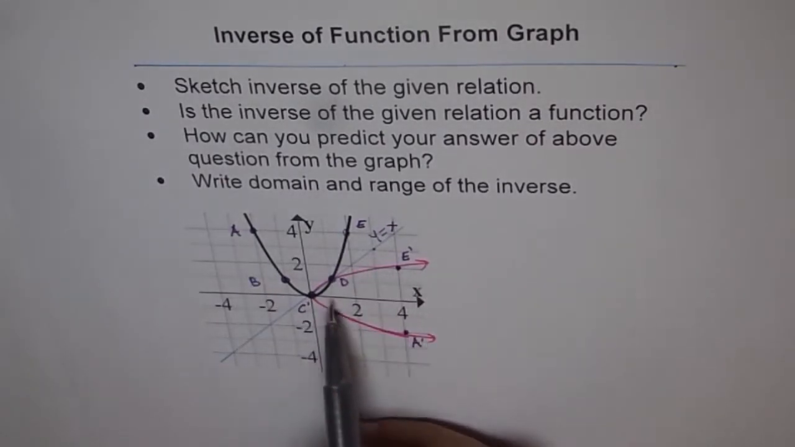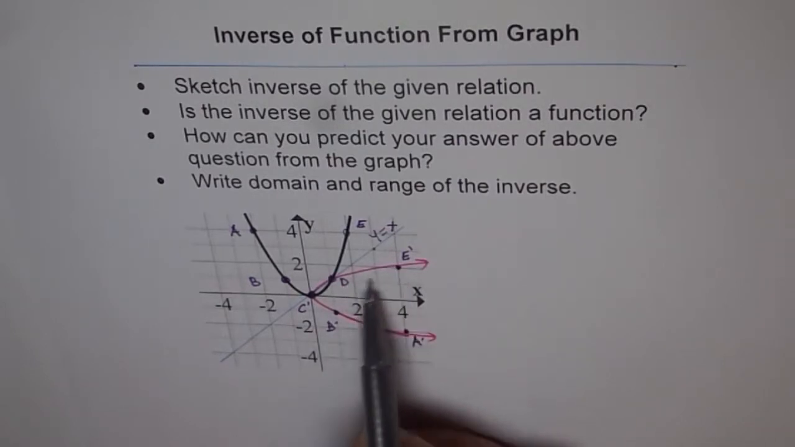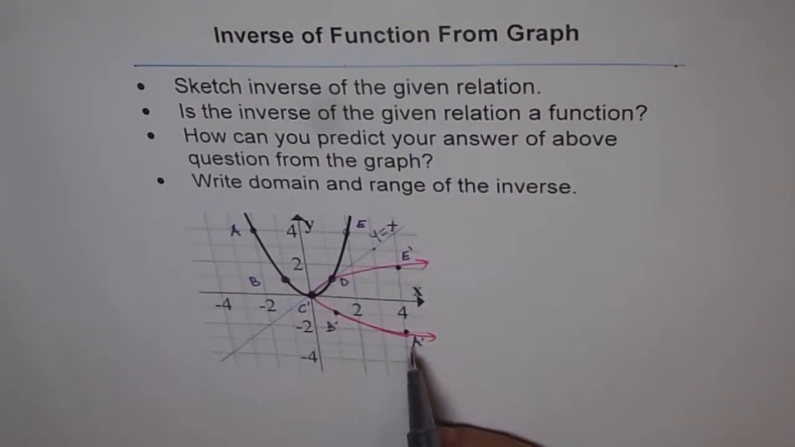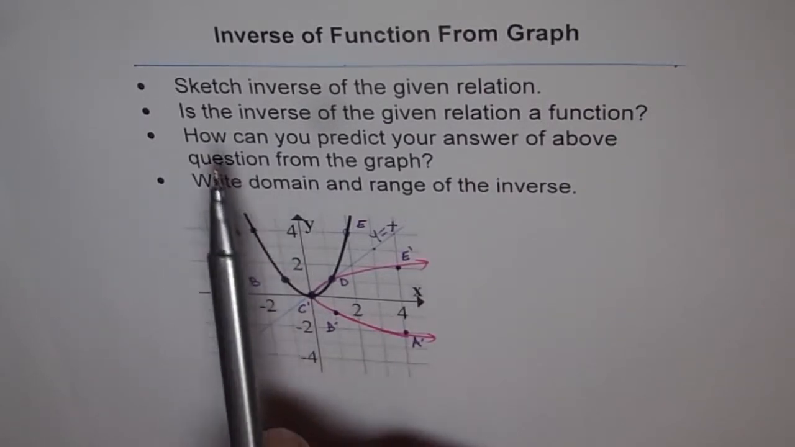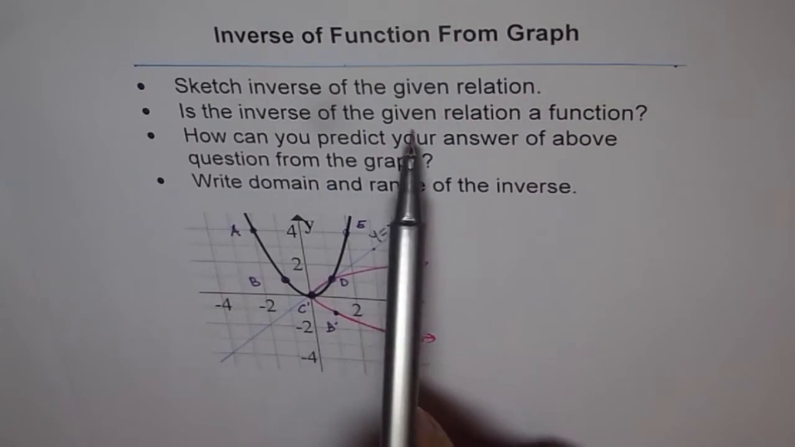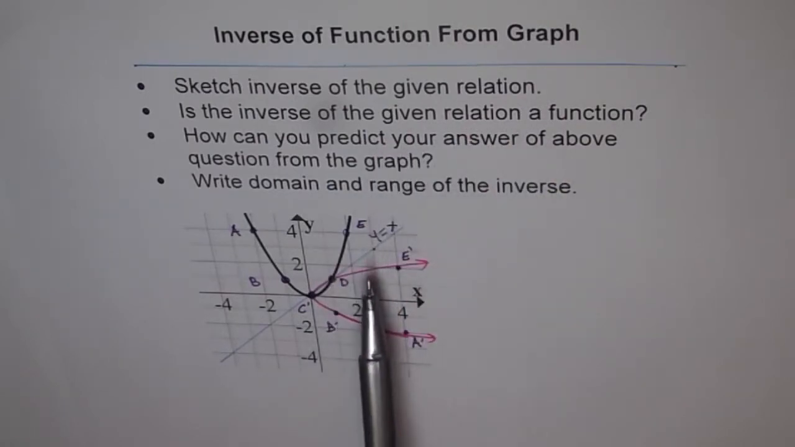It's kind of a square root, plus and minus. Do you see that? So that is how you can get the inverse of a function from the graph. Now the second part is the inverse of the given relation or function. So this actually fails the vertical line test, and therefore the inverse is not a function. But could we really find it out?